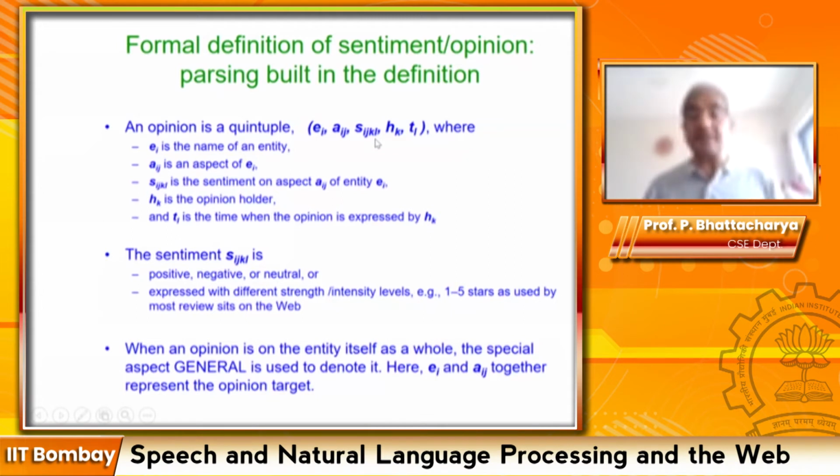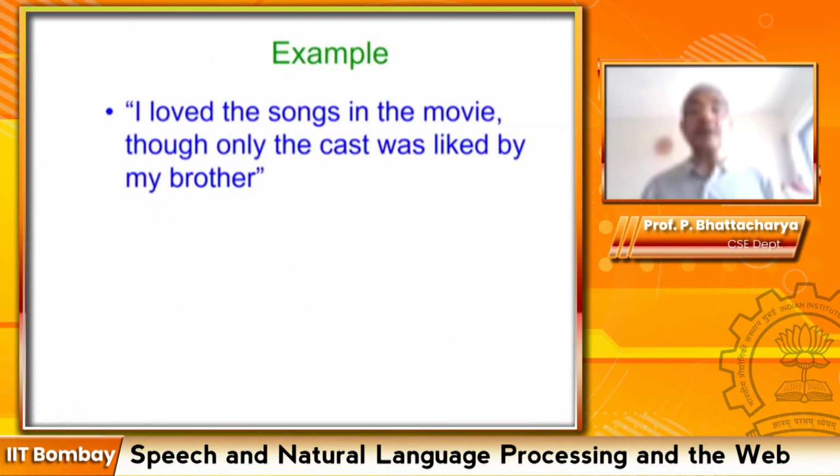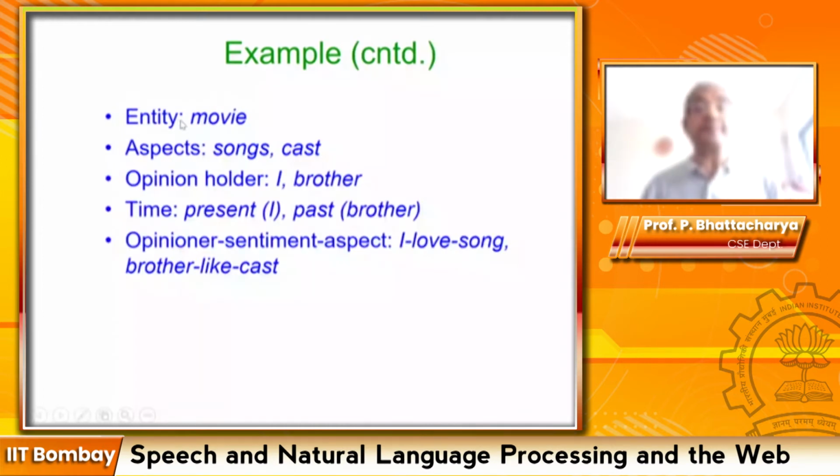And that's why when I have this sentence, I love the songs in the movie, though only the cast was liked by my brother, I have to isolate the pairs. The entity is movie. Aspects of movie are song and cast. Opinion holders are I and my brother. The time is present for I and past for my brother.